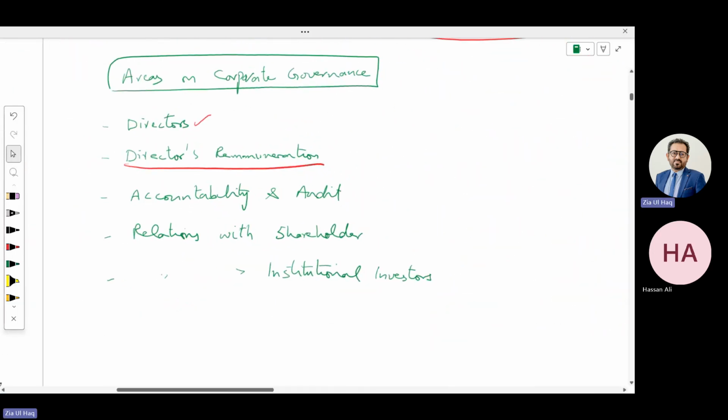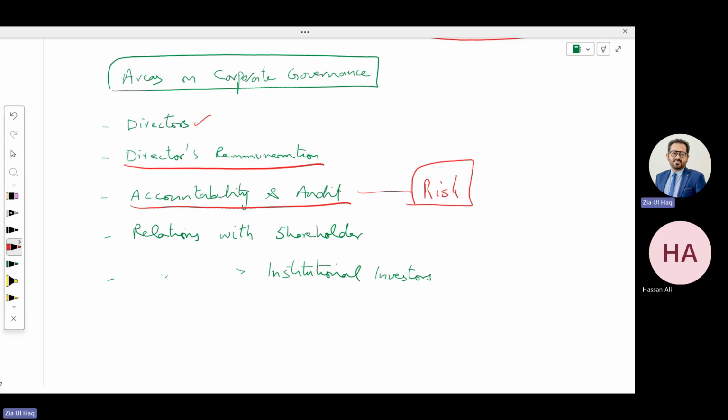So corporate governance codes have been defined relating to 5 areas of the company. Some codes are relating to directors that we have discussed so far. Some codes are relating to directors' remuneration that we have discussed now. There are some codes relating to accountability and audit. These codes we will discuss in the risk area. There are 3, 4 chapters on risk, and we will discuss these there. Some points of accountability and audit we have already discussed.